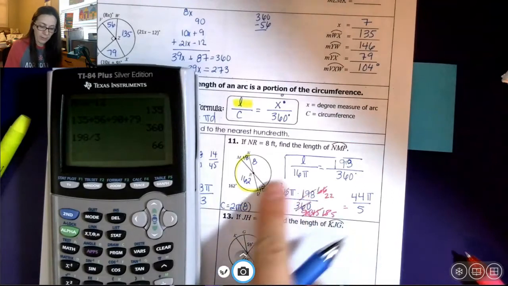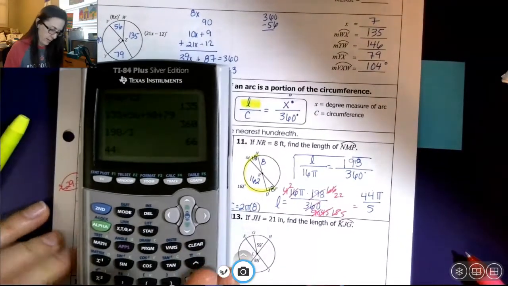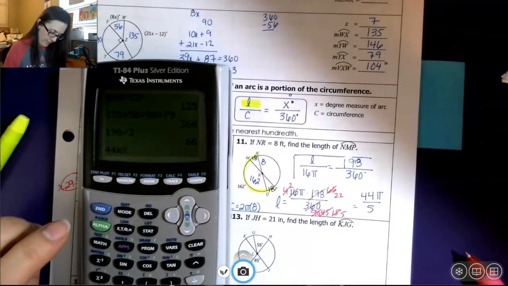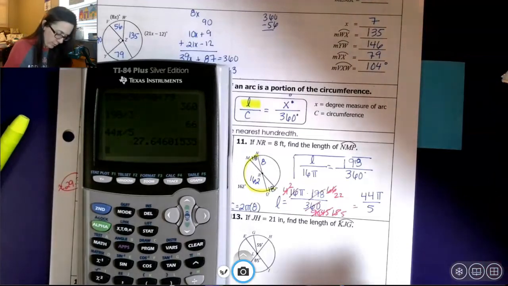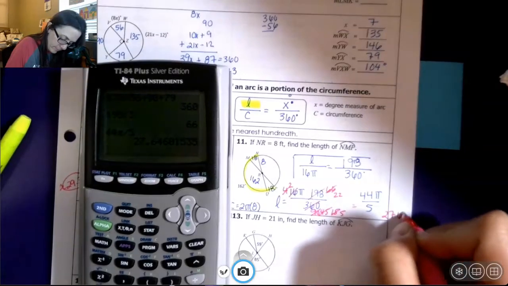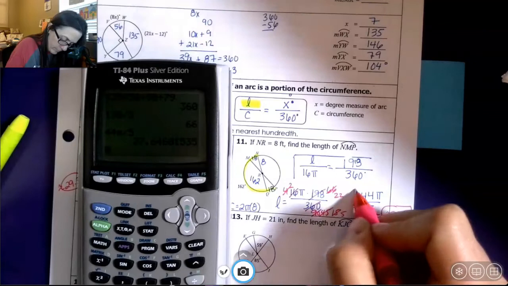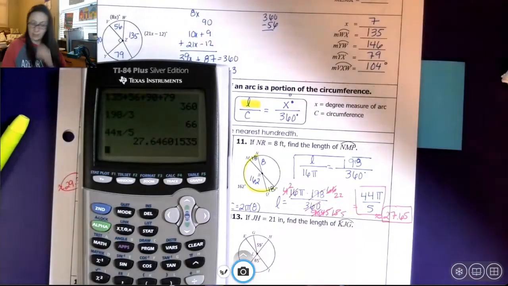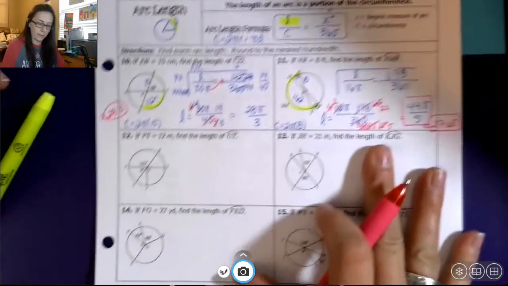If you put it in the calculator, though, from the beginning or here, if I did 44, I'm going to do the symbol pi divided by 5, I end up with about 27.65. So either of those are going to work. Let's just do one more of these, number 12 right now.